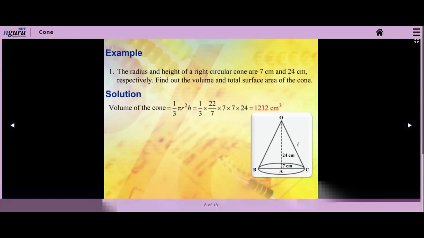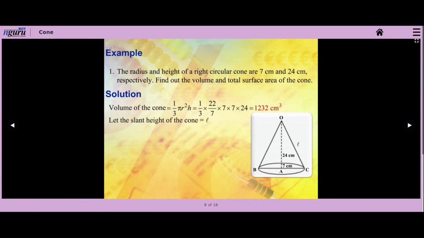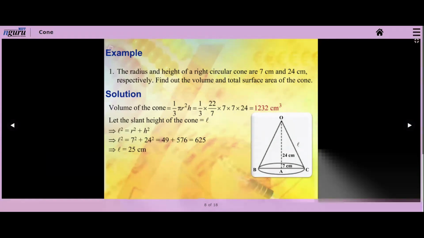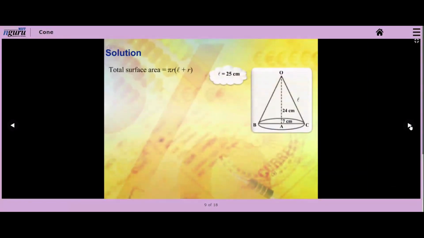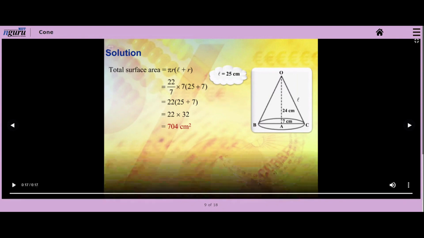On substituting the given values in the formula, the volume is equal to 1232 cubic centimeters. Let the slant height of the cone be equal to L. We know that L squared is equal to r squared plus h squared. Now substitute the values of r and h in the formula to get the value of L as 25 centimeters. We know that the total surface area of a cone is pi r multiplied by L plus r. On substituting the values of pi, r and L in the formula, we get the total surface area equal to 704 square meters. Did you get this?